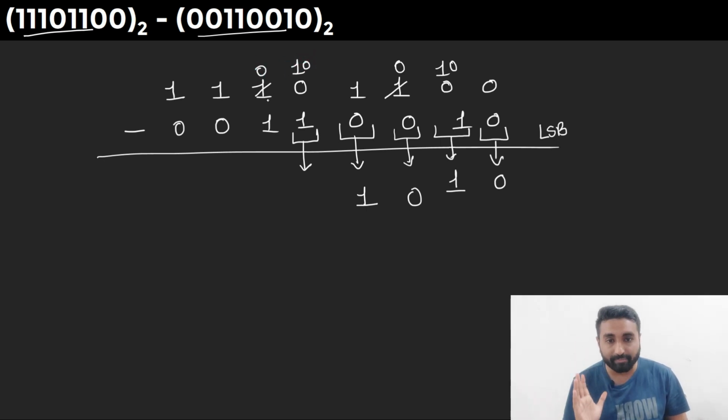From 10, if we subtract 1, what we will get? Definitely we will get 1. Again, if you see the next column, here we have the value 0, and from that we need to subtract 1. So from 0 we cannot subtract 1. So again we will take borrow.